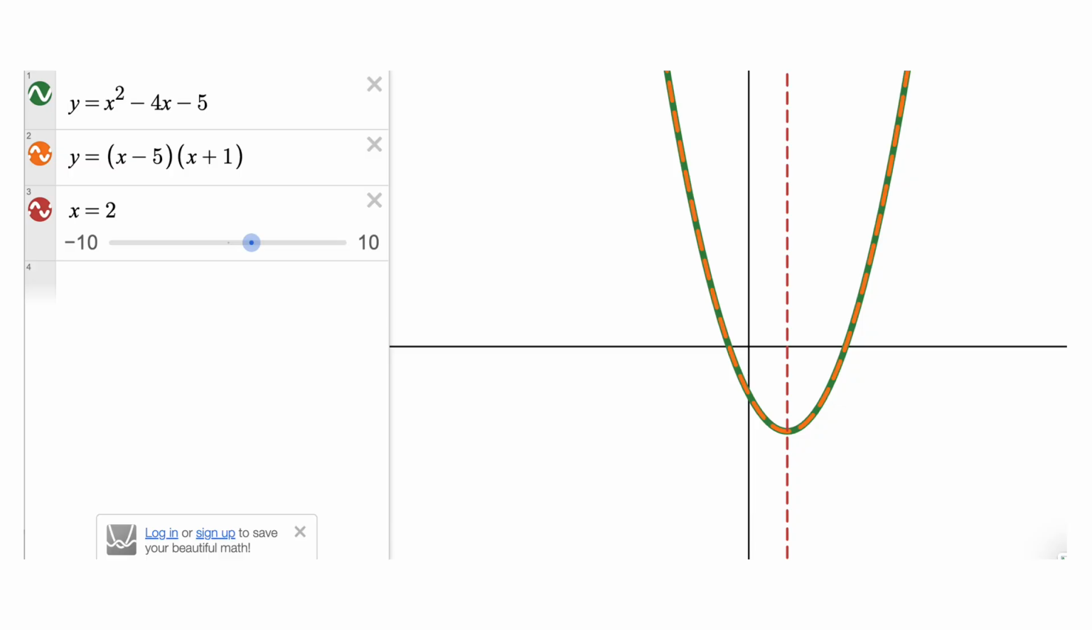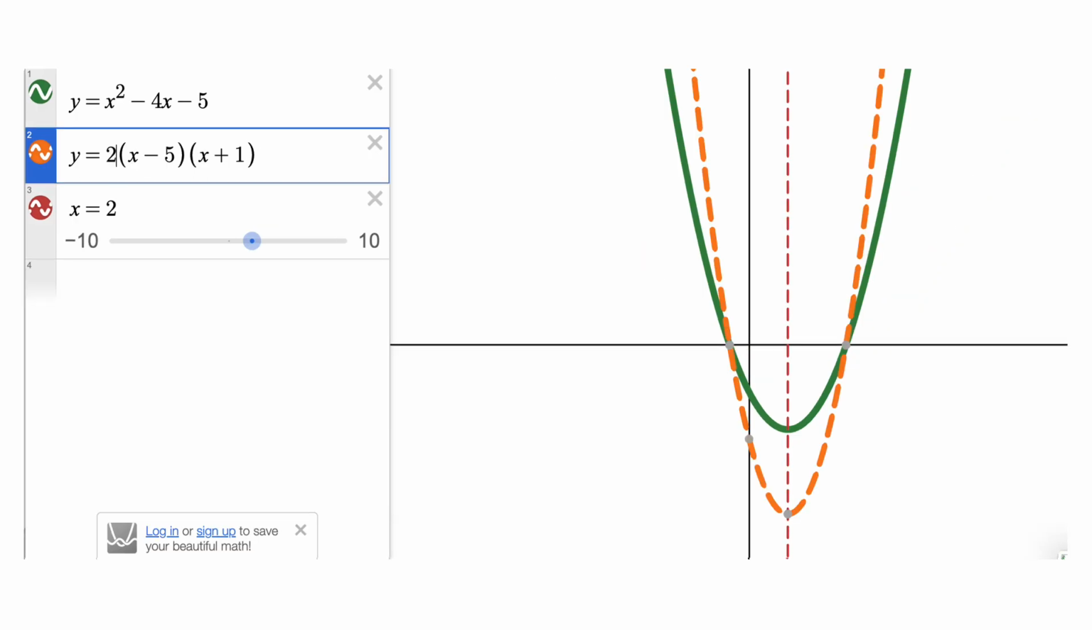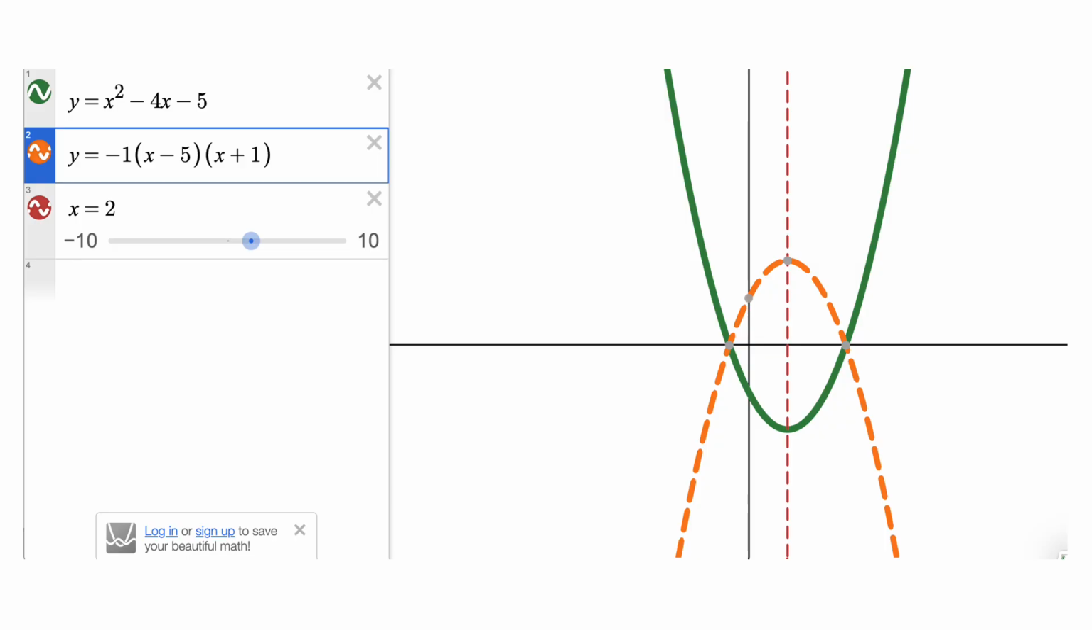If I change the a value in the factored form to like 1/5, it's compressing the equation, but notice what's the same. The roots are the same. The roots are -1 and +5. That stays the same. The other thing that stays the same is the x value of the vertex, or the line of symmetry. That would work also if I stretch the equation. For example, this one here is 2. The roots are still the same. The axis of symmetry is the same. I can also flip it, make it -1, and the roots will stay the same. This only works when you change the a value in factored form.